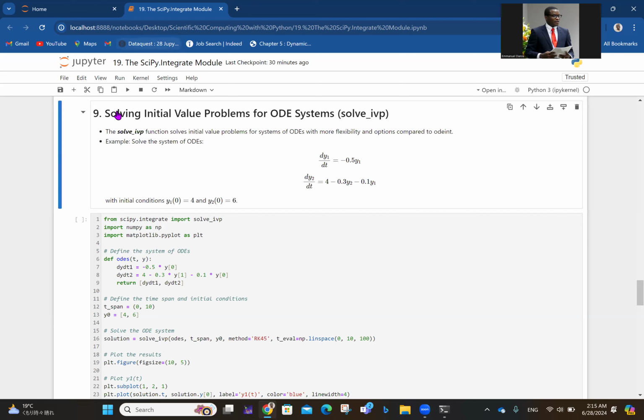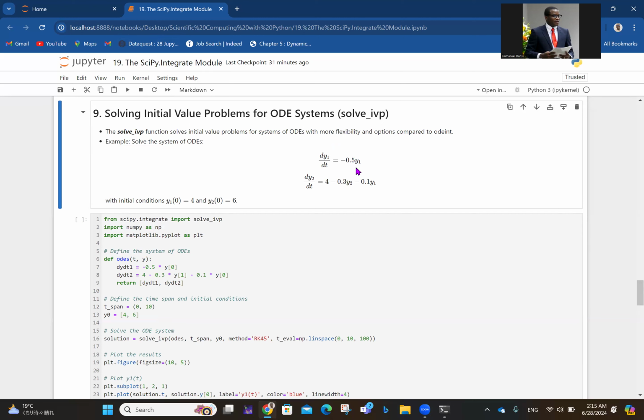So here, you want to solve the initial value problem using the function solve_ivp, which solves initial value problems for systems of ODEs with more flexibility and options compared to odeint that we've been talking about. So the example, solve the system of ODEs. So you have dy1 dt equals 0.5 y1.